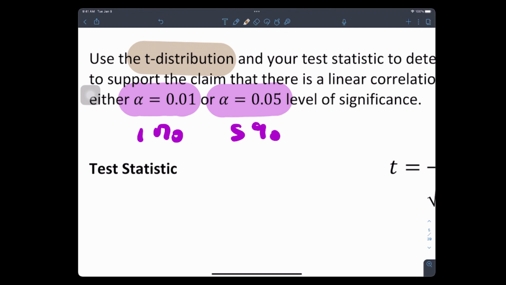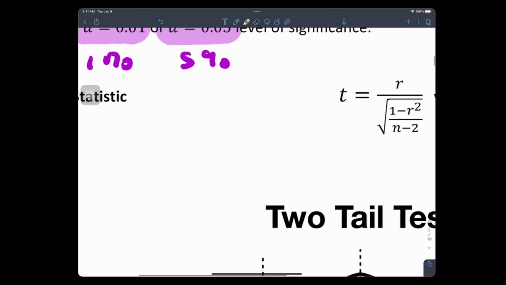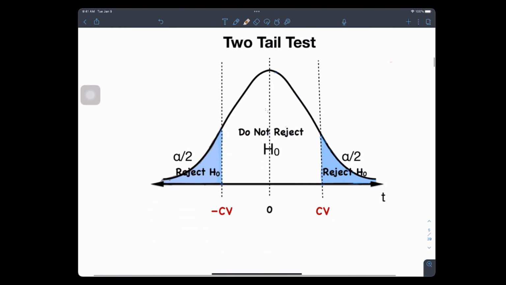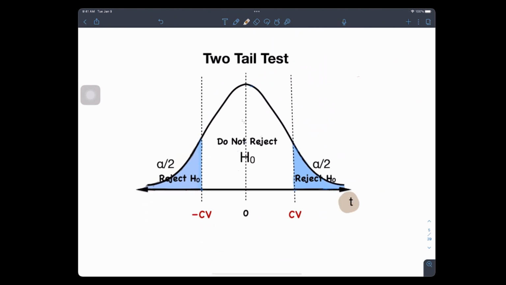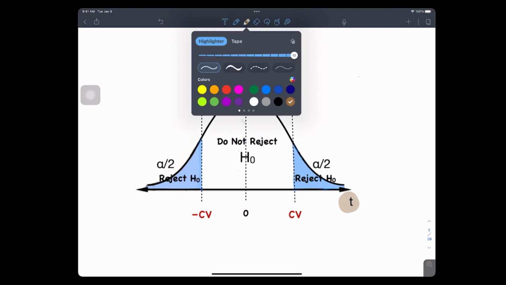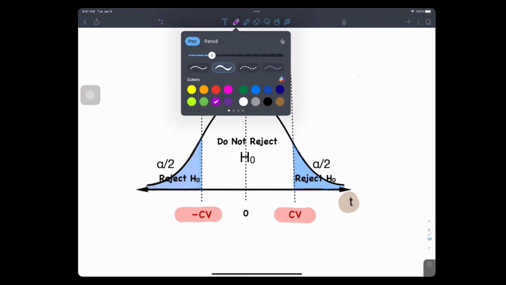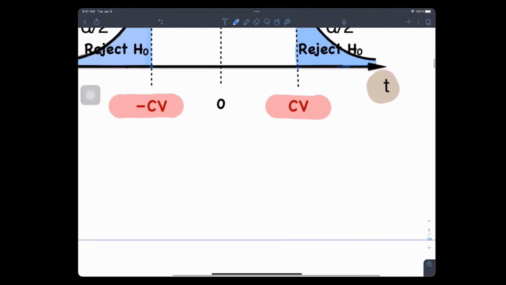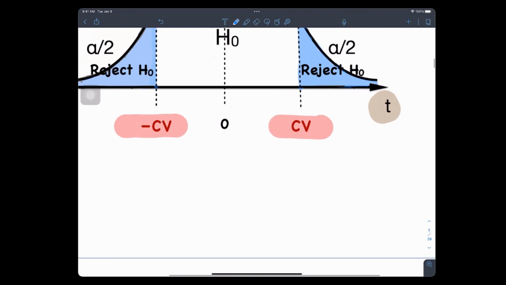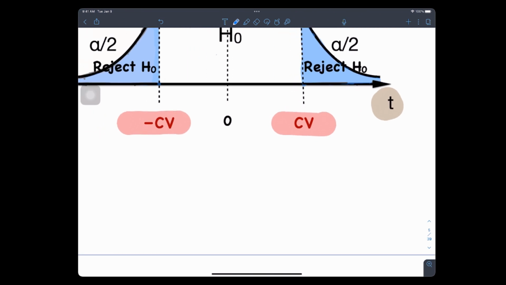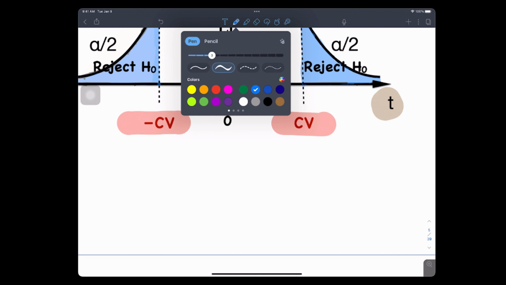Now, if I say t distribution, you say, well, what does that look like in my decision rule? Well, let me ask you this question. You need critical values, don't you? What have we learned about this? What do you know about the t-test? How do you always get your critical values with the t-test? Always, always, always. What do you use?